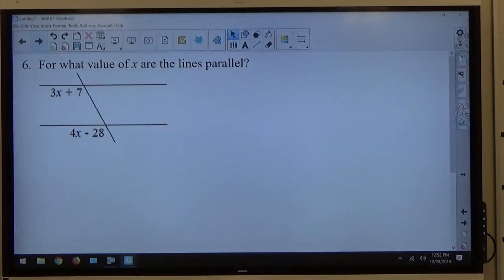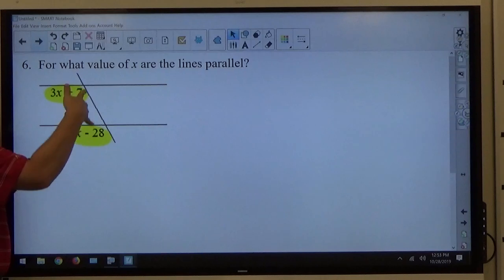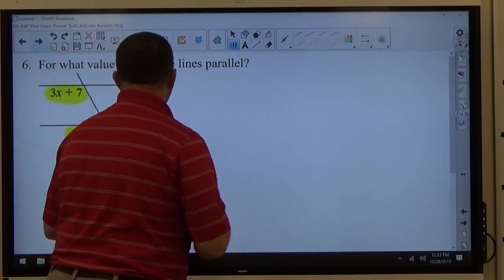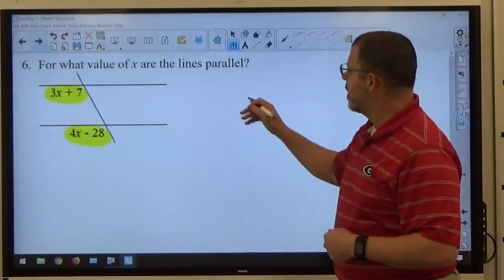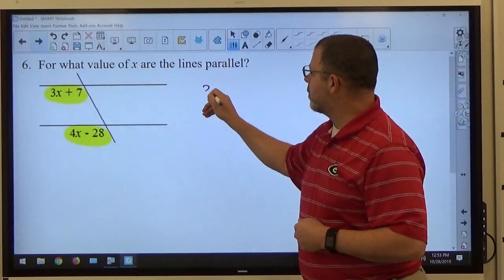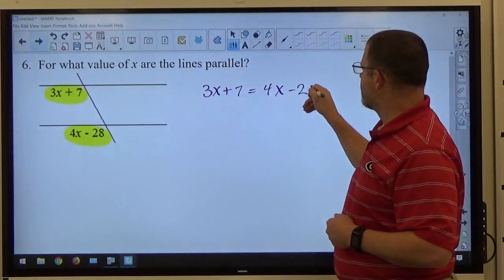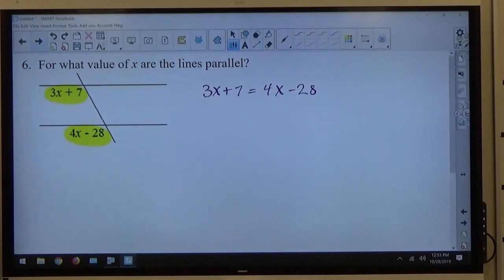Finally, number 6 also has to do with the converse. It's not asking you to list the reason this time, but if you recognize, once again, what type of angles these are, we have two lines cut by a transversal. 3x plus 7 and 4x minus 28 are both to the left and down, so they correspond to one another, the corresponding angles. In order for these lines to be parallel, the corresponding angles must be congruent. So I know if they're congruent, that means that their measures, 3x plus 7 and 4x minus 28, must be equal to each other. So we will create an equation based on the congruence of the two angles having equal measures.